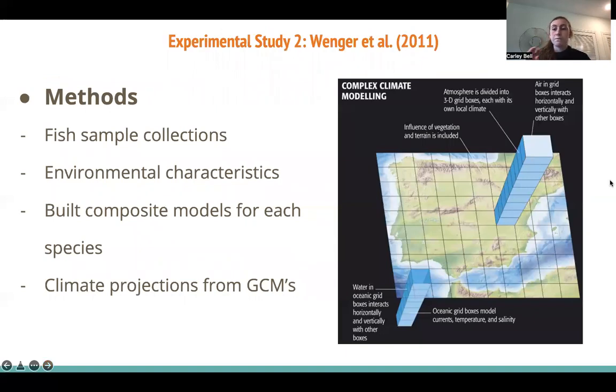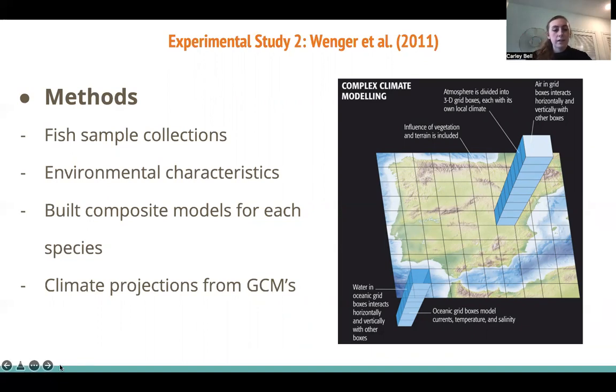The methods, they used very similar methods as the first study. The only difference, and I'm going to go over them again just a little bit, is that they used composite models that they specifically built for each trout species rather than using fish viz. So they still use the fish sample collections, the environmental characteristics, all the abiotic variables, and the climate projections, because all of these are necessities. But what they put that into was composite models for each of the species.